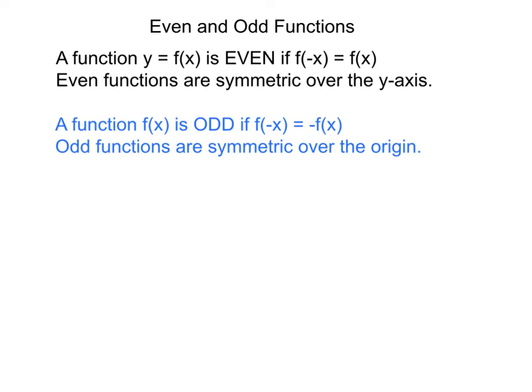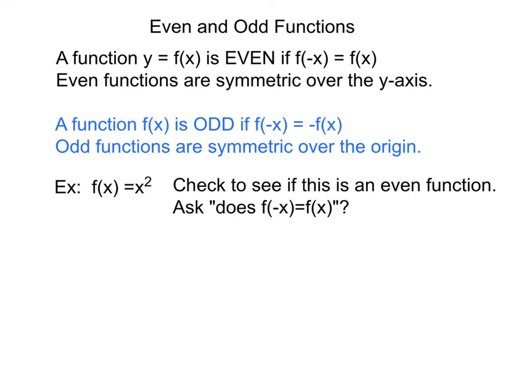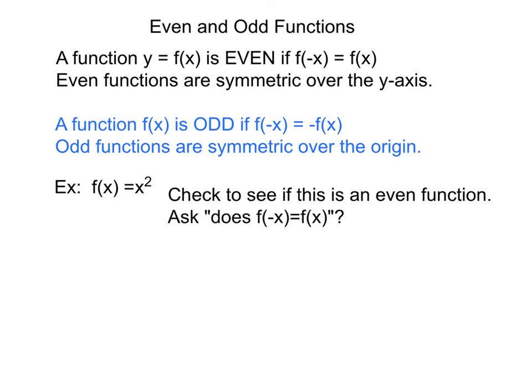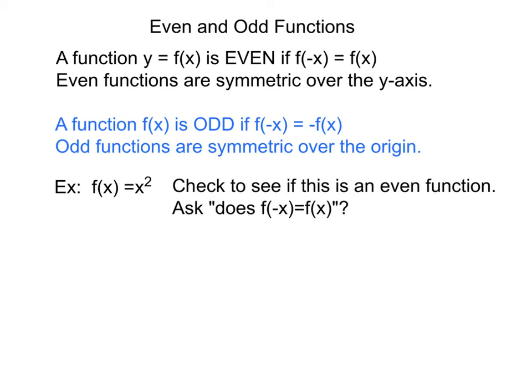All right, let's try an example. We're going to look at the function f of x equals x squared, and we want to check to see if this is an even function. So we're going to ask ourselves, does f of the opposite of x come out to the exact same answer as f of x? Well, my function is x squared, so I'm going to put in negative x for my function and put in positive x for my function. We know that a negative number squared is positive as well as a positive number squared, so this is even. It does work.